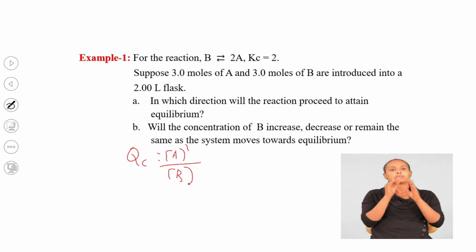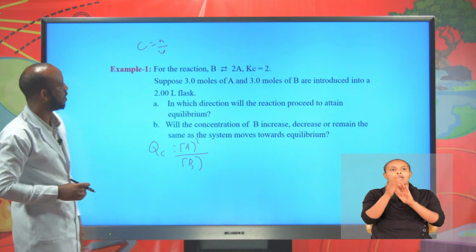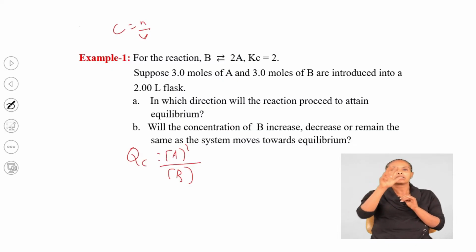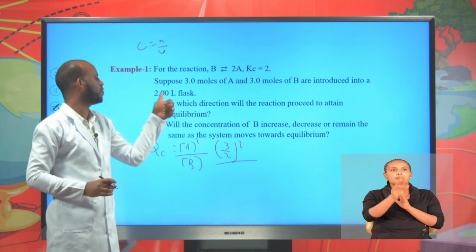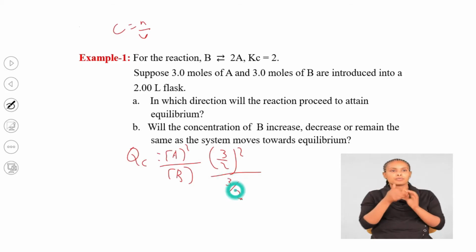Concentration by definition is number of moles divided by volume. Therefore, concentration of M is 3 moles divided by its volume, which is 2. So 3 divided by 2, to the power 2, divided by concentration of B. Again, number of moles divided by volume, which is 2 liters. 3 divided by 2. Now this is 3 over 2, which is 1.5.